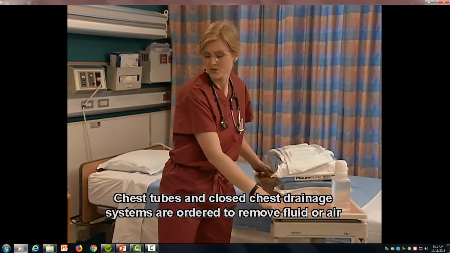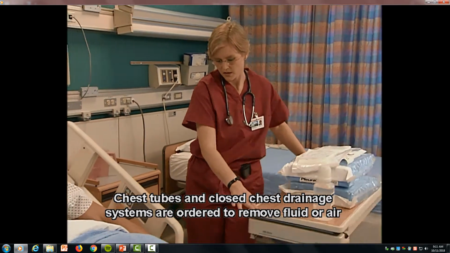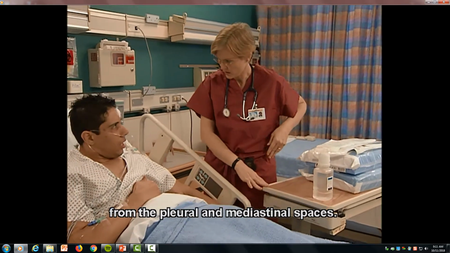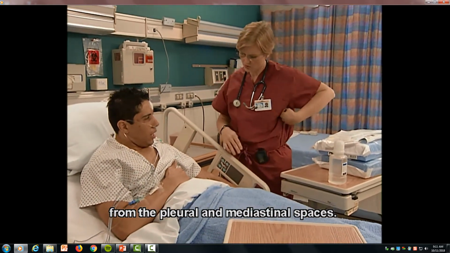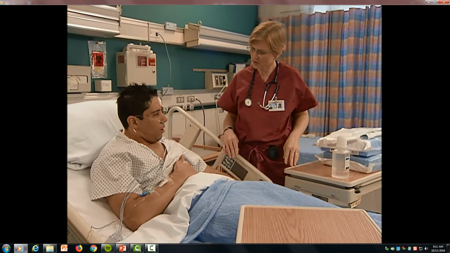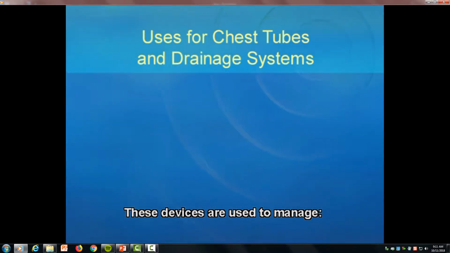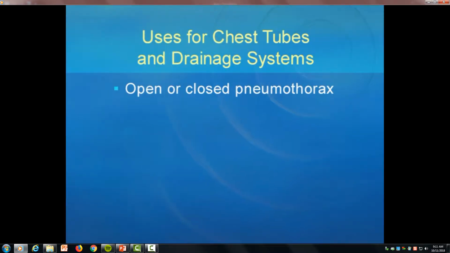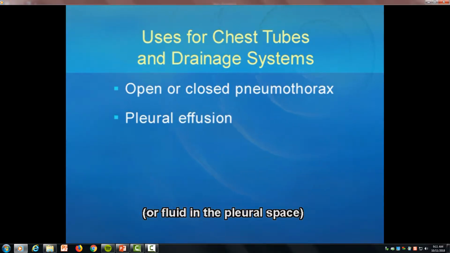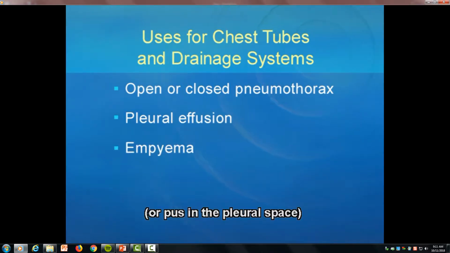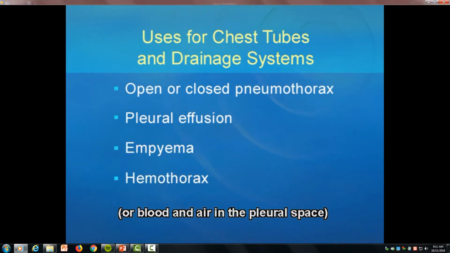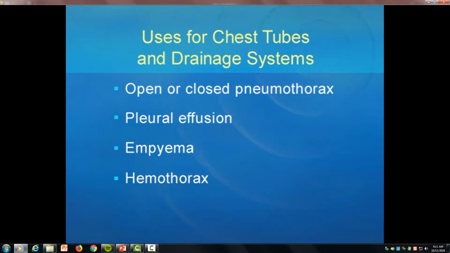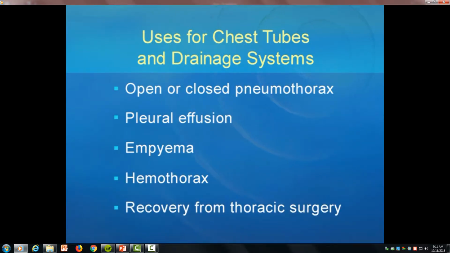Chest tubes and closed chest drainage systems are ordered to remove fluid or air from the pleural and mediastinal spaces. Right here to help you breathe a little. These devices are used to manage open or closed pneumothorax, or air in the pleural space, pleural effusion, or fluid in the pleural space, empyema, or pus in the pleural space, hemothorax, or blood and air in the pleural space, and recovery from thoracic surgery.